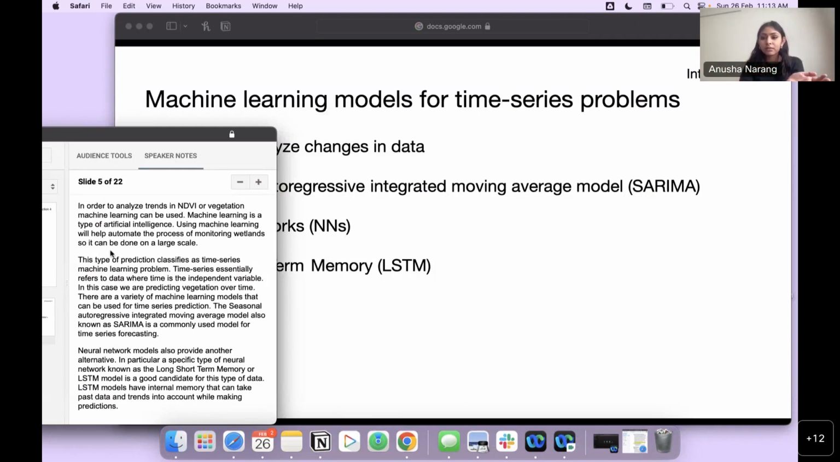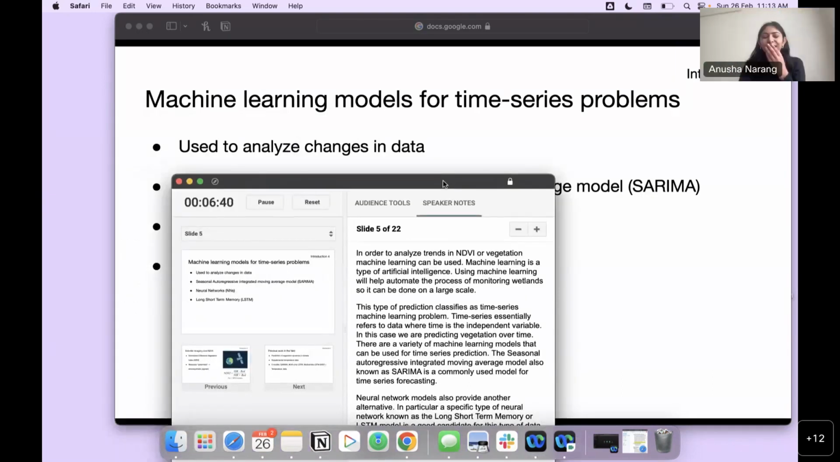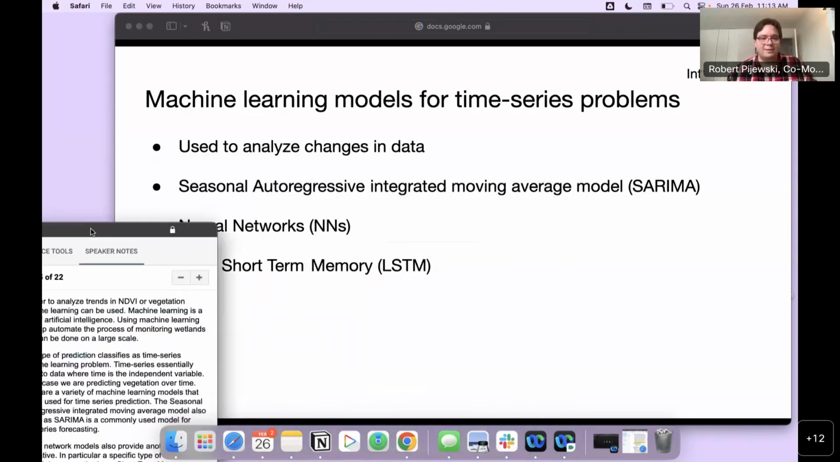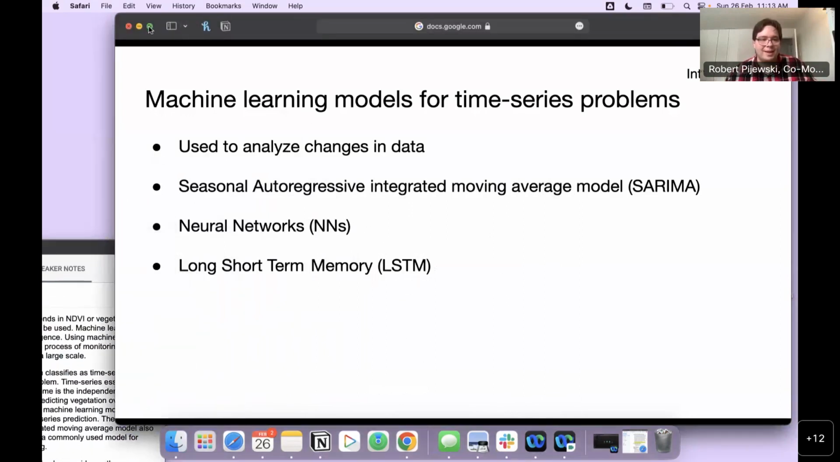predictions for data. Anusha, I'm sorry, your slides are blocked by your notes. Oh, I'm so sorry. It's okay. I was trying to find a good place to let you know. Because your slides aren't full screen, we see your desktop still. Okay. Here, I'll go like this.